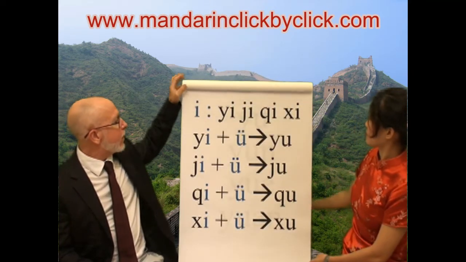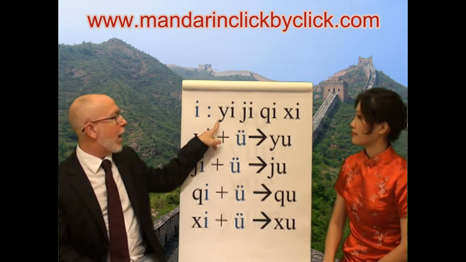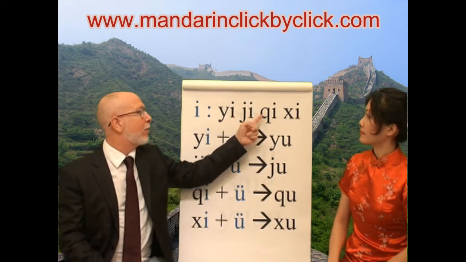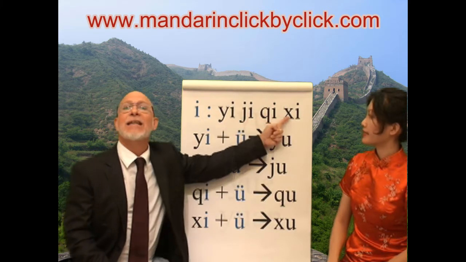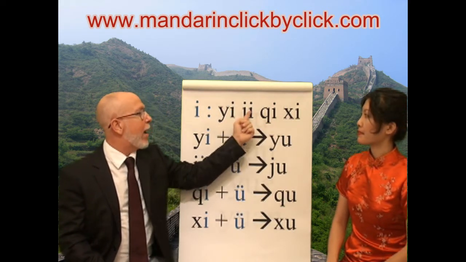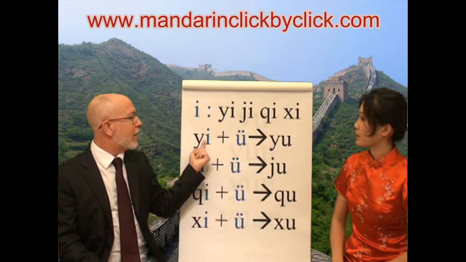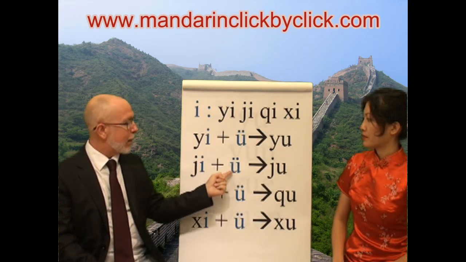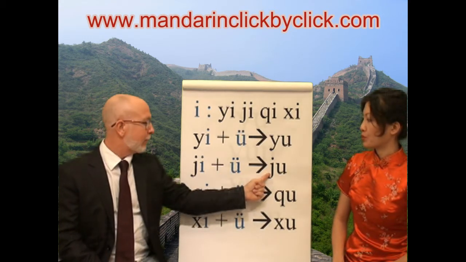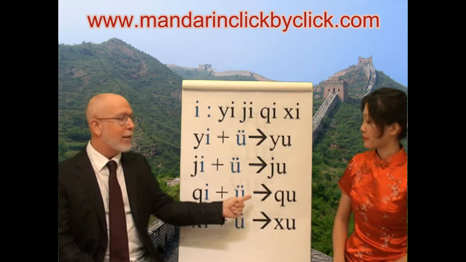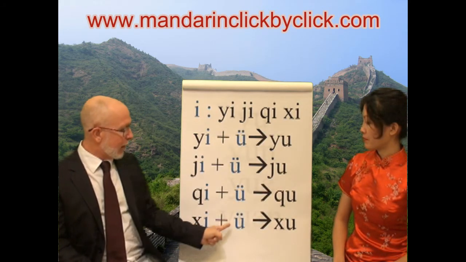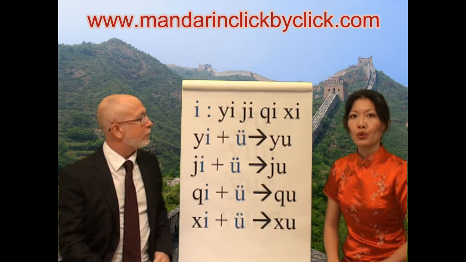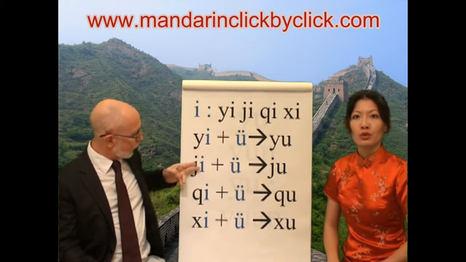If we look here, we know that after the Y, after the J, after the Q, and after the X, there is this I sound: yi, ji, qi, xi. So when there's a U after these, then it's rounded. So yi plus U is yu. Ji plus U is ju. Qi plus U is qu. And xi plus U is xu. Can you say these four words for them, please? Yu, yu, ju.